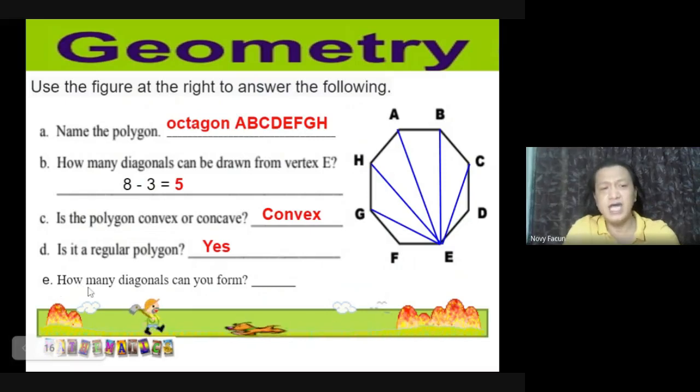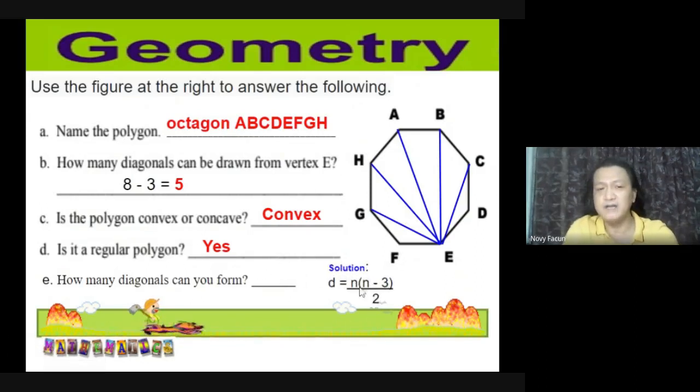And letter E, how many diagonals can you form? So dito, ibig sabihin nito, we can use the formula. Okay, so yung formula natin dyan, D is equal to n times n minus 3 over 2, where n is the number of vertices in a polygon. So bilangin natin A, B, C, D, E, F, G, H. So there are 8, kaya nga siya octagon. So i-substitute natin yung 8, that is 8 times 8 minus 3 over 2.